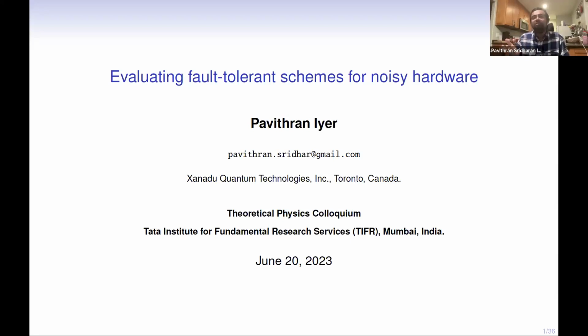Thanks a lot to Vijay and Onkar for giving me this opportunity and organizing this talk at TFR. Today my plan is to tell you about a few of my works that fall under the umbrella of evaluating fault-tolerant schemes for noisy quantum hardware. I currently work as a senior scientist at the startup that builds quantum computers called Xanadu Quantum Technologies.